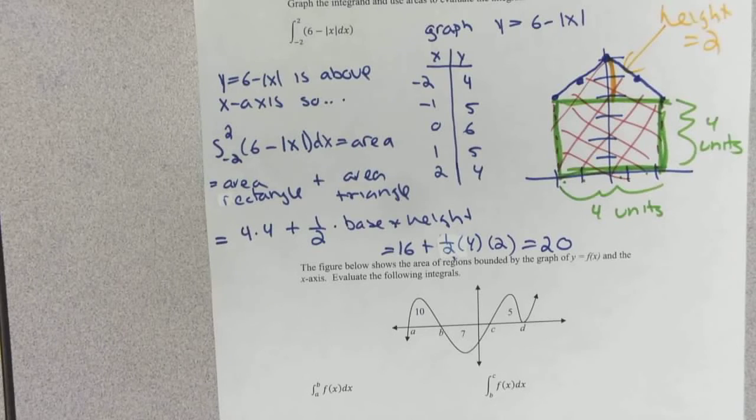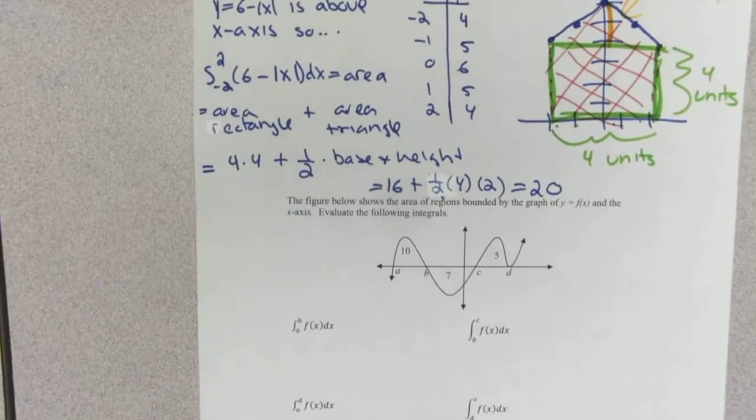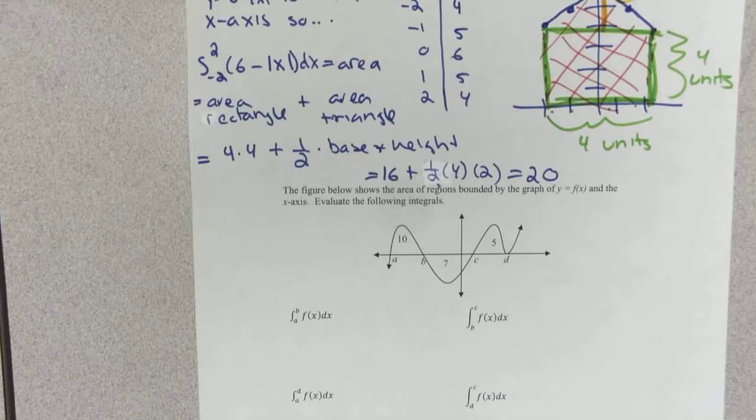Because we were able to view it, since it was above the x-axis, we were able to view it as area. And then since it was a known geometric shape, we could just find the integral that way. Okay, the last sort of problem, and I like these sort of problems. The figure below shows the area of regions bound by the graph y equals f of x and the x-axis. Evaluate the following integrals.